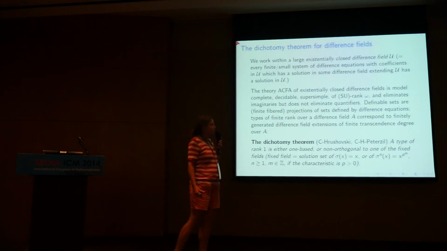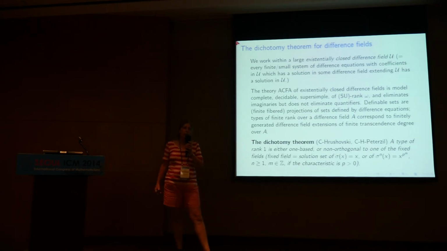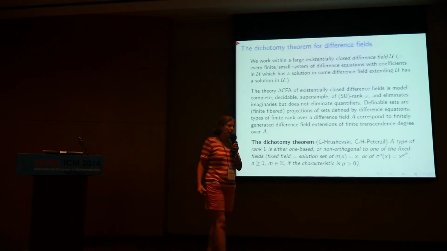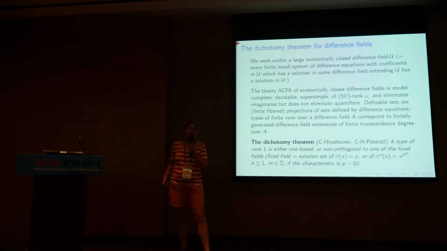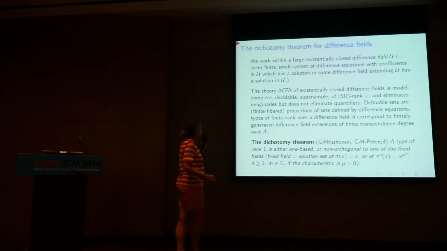It eliminates imaginaries, meaning that if you have a definable equivalence relation, then you get a definable map from the classes to some set which lives in the real world. So that's quite useful to do certain things.